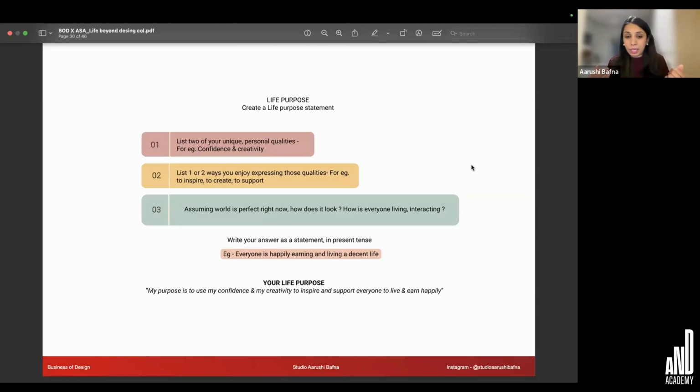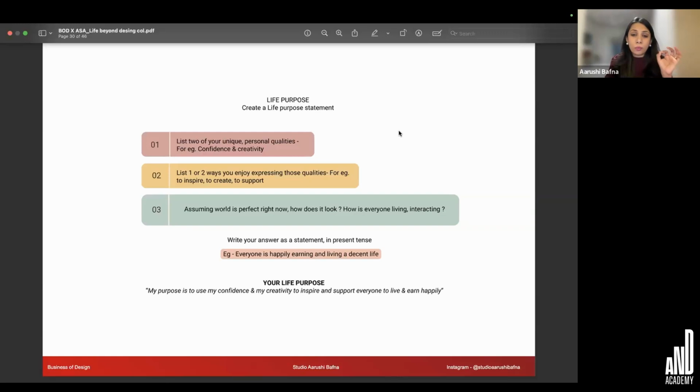So when I was writing my life purpose, the only purpose that I thought would be great, assuming the world is perfect right now, was that I would like to see everyone get enough money so they can feed themselves and their families. Okay, everyone is happily earning and living a decent life is what my purpose or goal would be years down the line.